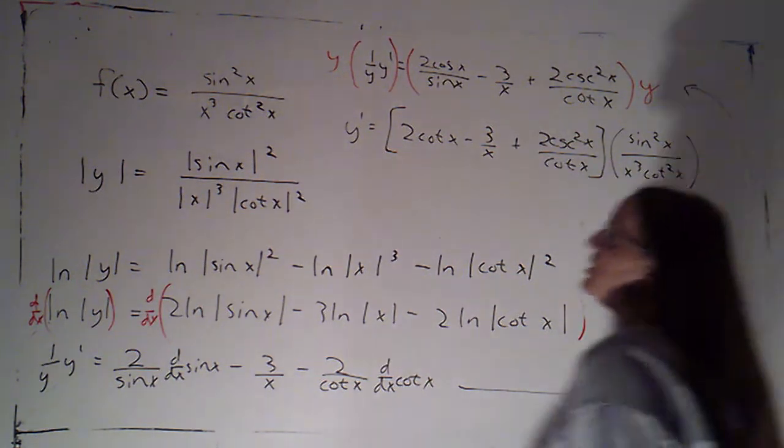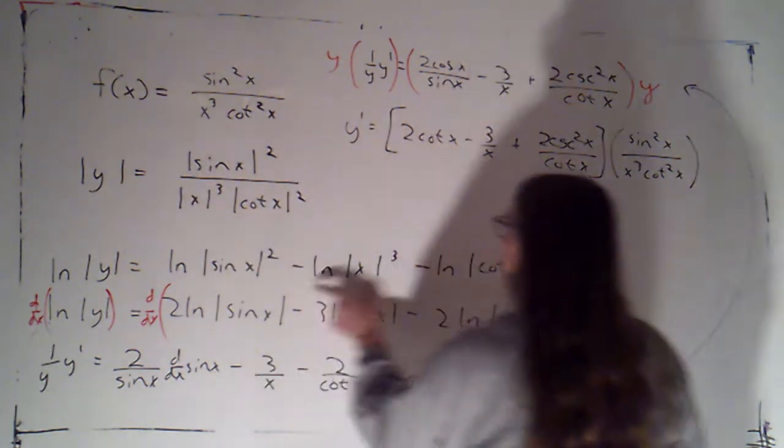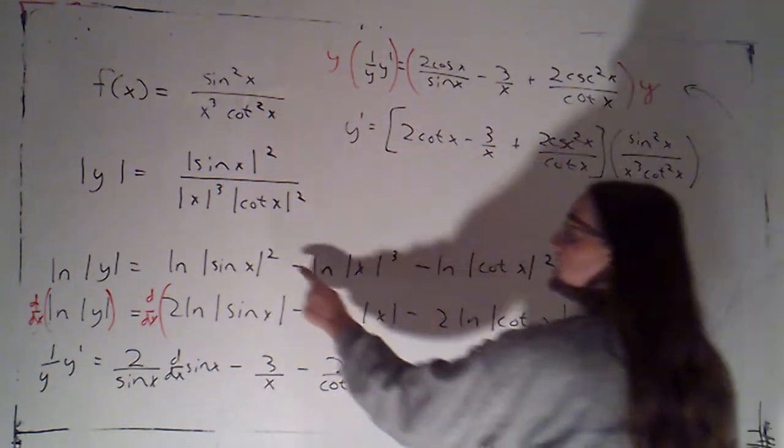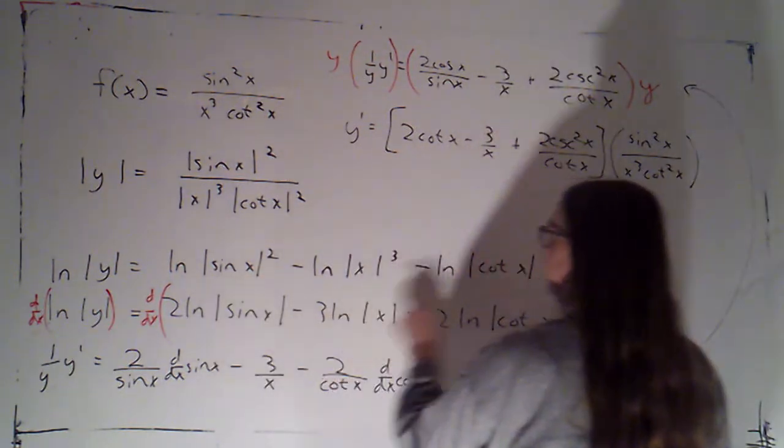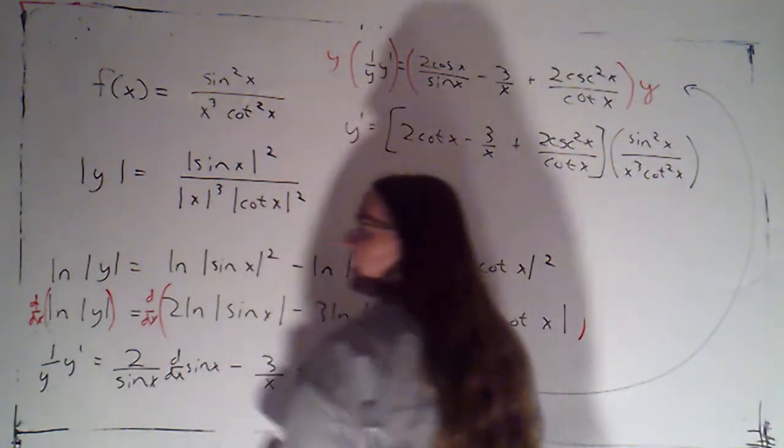Okay, so everything that was on top I got a positive log. Everything that was on bottom I got a negative log. Then I used the power rule to bring those exponents down and make them coefficients. And then I took the derivative of both sides.